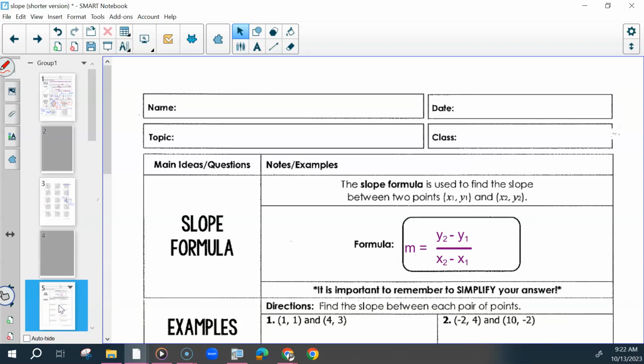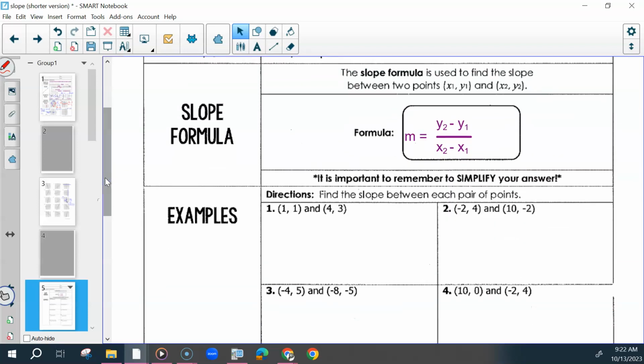So I know some of you started these already, and that's fine. Make sure you have this formula at the top: m equals y2 minus y1 over x2 minus x1. This will be something you will need to remember, but I will say that if you switch things a bit, it's okay.